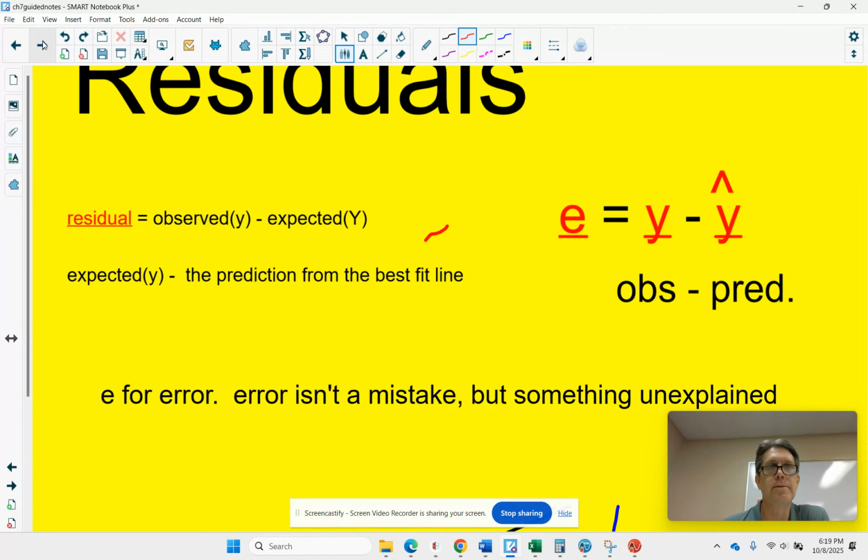So next, residuals. What are residuals? This is new. A residual is the observed value, which is a point. It's one of the points. Subtract the expected value, which is the line.